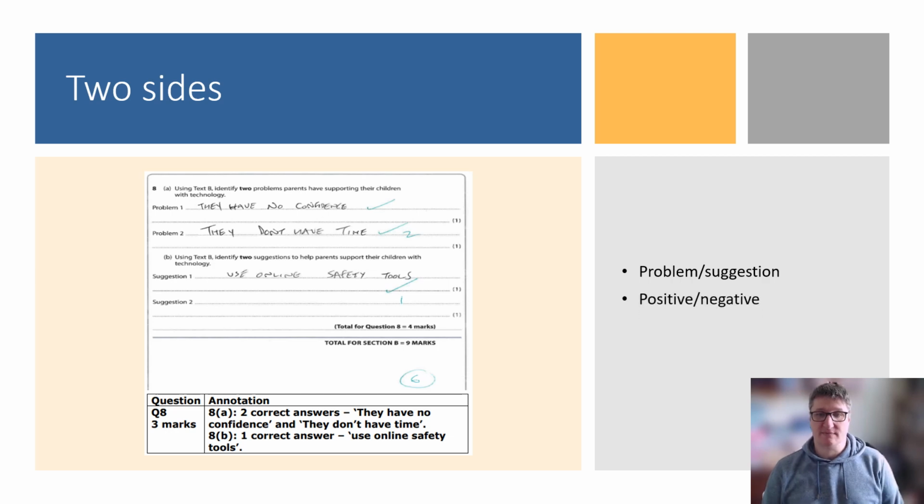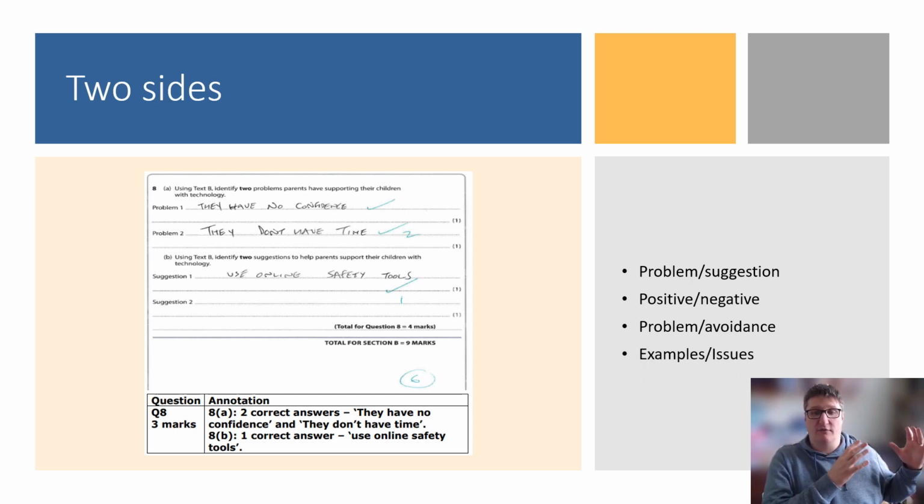Other things you might be asked to find might include 2 positive statements, 2 negative statements, 2 problems, 2 ways of avoiding those problems, 2 examples of ways of doing something, and 2 issues with doing it that way. You'll be asked for 4 things. Each thing carries a mark. Try and get all 4 marks.